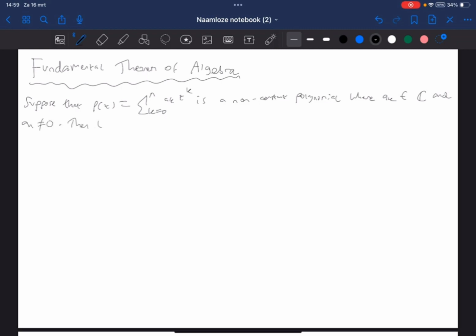Then there is a z_0 in the complex plane C, for which p of z_0 is in fact 0. In other words, it tells us about the roots of a polynomial that are in the complex plane, i.e.